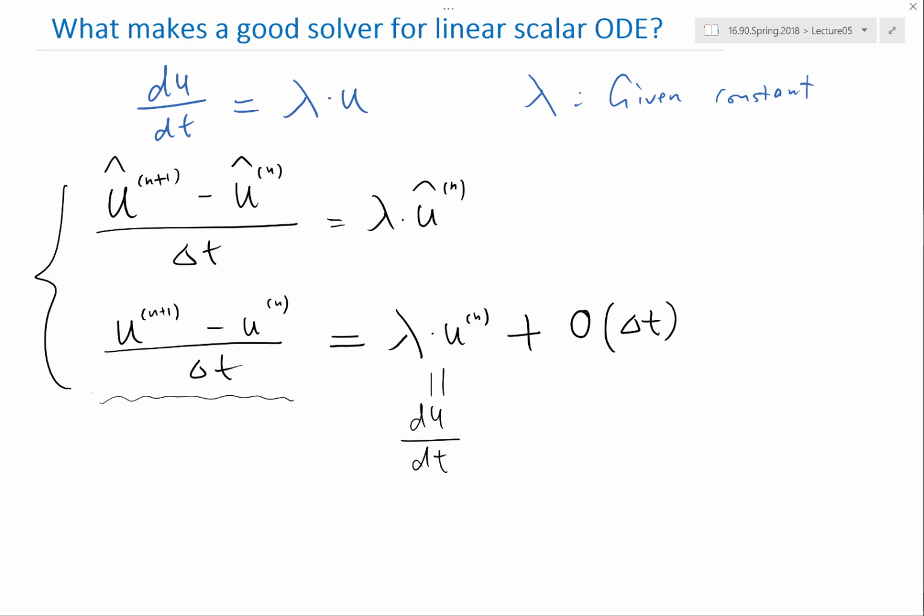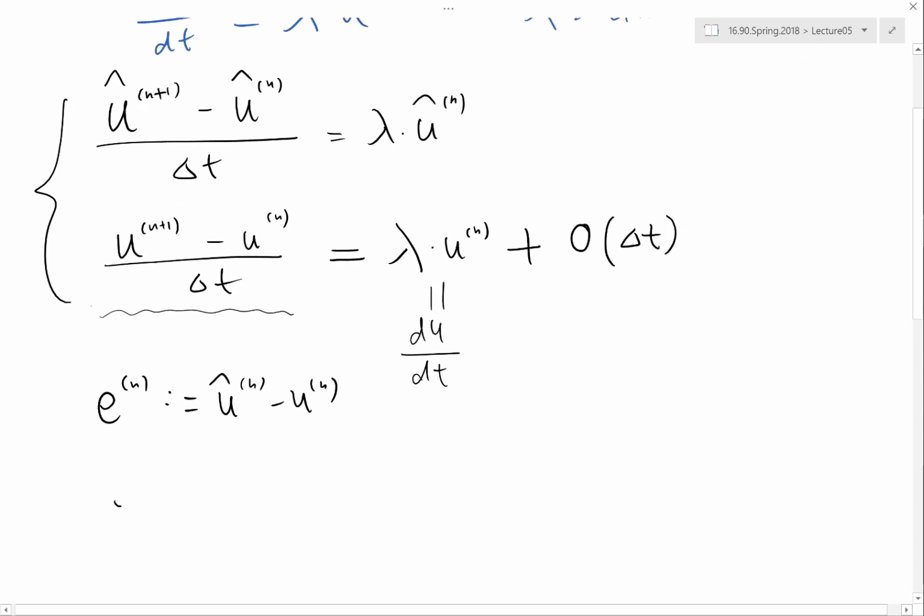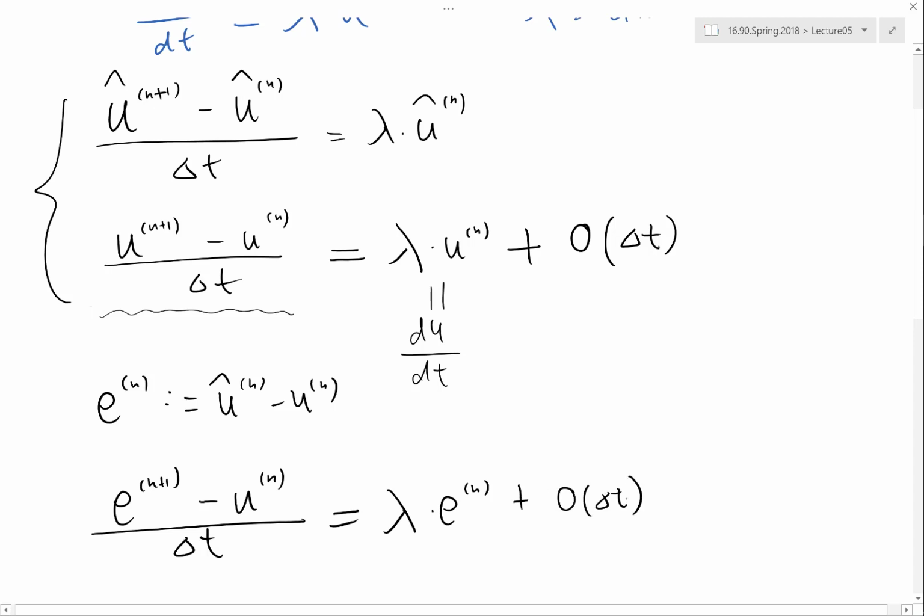So these two equations, one numerical, one analytical, are going to give us the equation of solution error, right? Not the error in approximating the derivative, but the error in actually using this formula to integrate an ODE. So by subtracting them, if we define E of n to be defined as u hat of n minus u n, then this formula gives us E of n+1. Just by subtracting the second equation from the first one, we get equal to lambda times E of n plus O delta t, right?